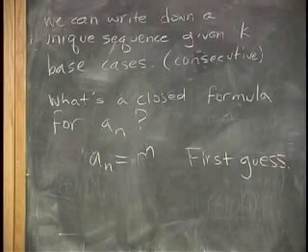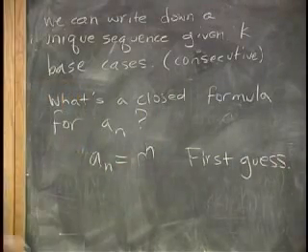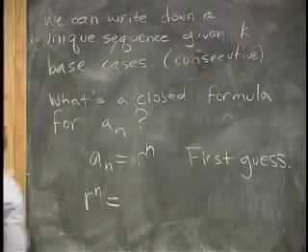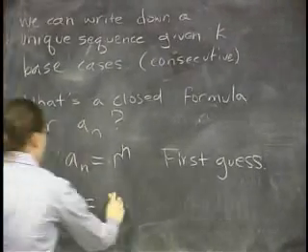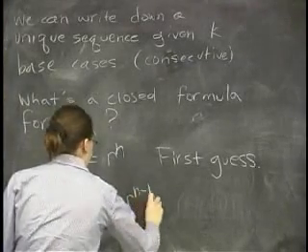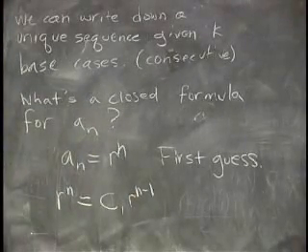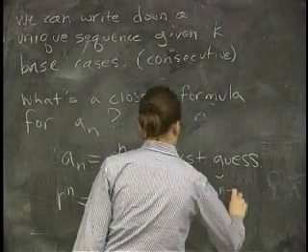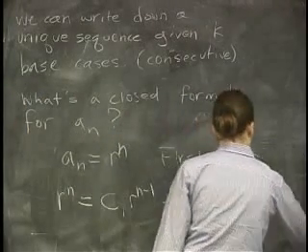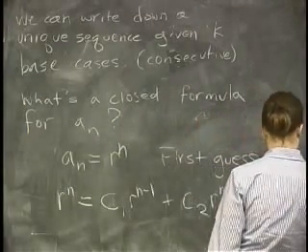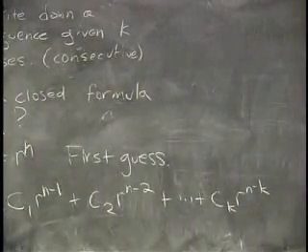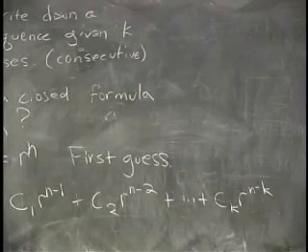Question is, what's r? So if we now plug in a_n equals r to the n into our recurrence relation, then r to the n is equal to c1 r to the n minus 1, because here I have a_{n-1}, so I have r to the n minus 1, plus c2 r to the n minus 2, all the way down to ck r to the n minus k. So I get this equation in r, and now I want to solve for r.